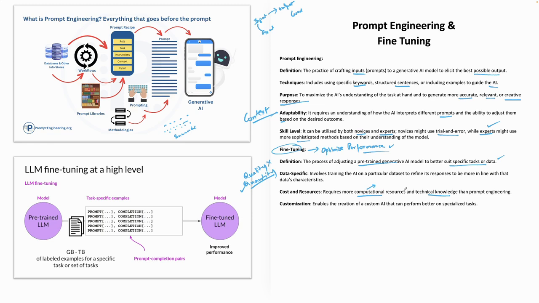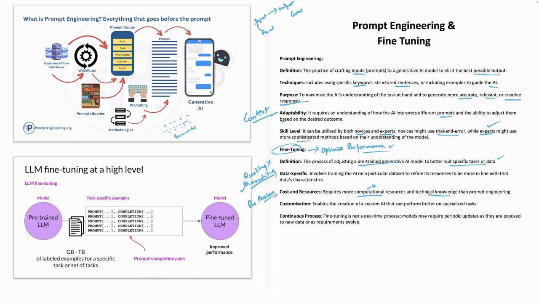Customization, it enables the creation of custom AI that can perform better on specialized tasks. So as we studied, there are either pre-trained models or they are custom models. Here we are saying you're actually working on the real customization where you are creating your custom AI, which can perform as per your use case. Remember, fine tuning is not one time. It is a continuous process, right? You keep on doing it. You keep on improving your model, right?